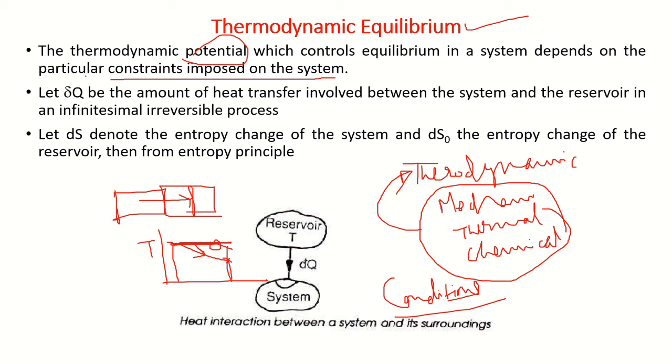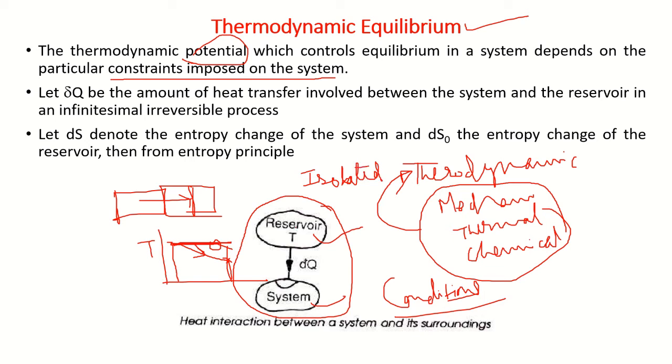Okay, let us look at what exactly it means. Let delta Q be the amount of heat transfer involved between the system and the reservoir in an infinitesimal irreversible process, and dS denote the entropy change of the system and dS0 the entropy change of the reservoir. There is a reservoir, there is a system. This put together, you call it an isolated system, and you put the surroundings together as a system.